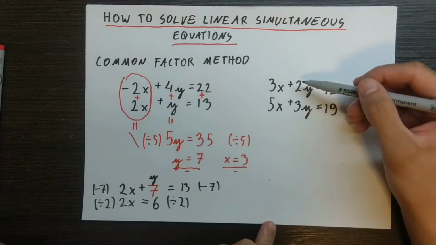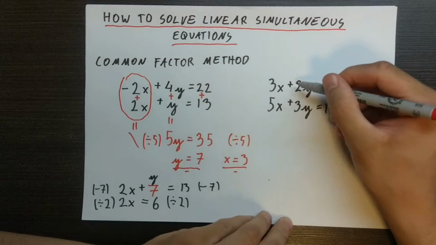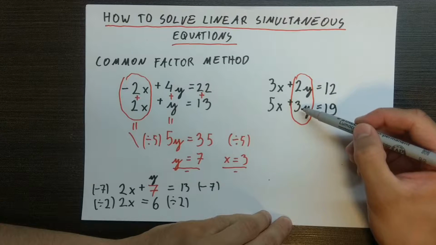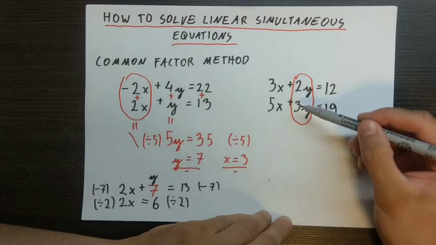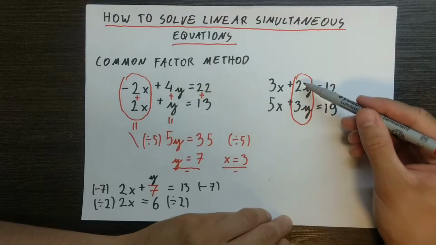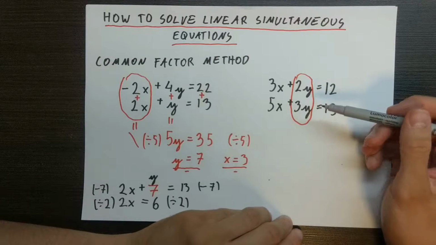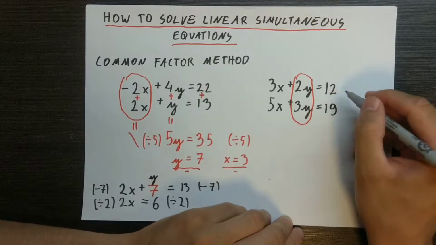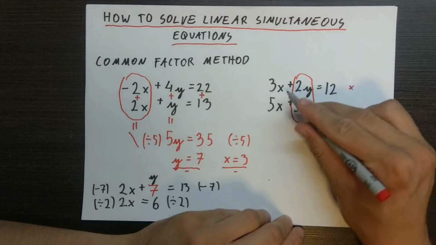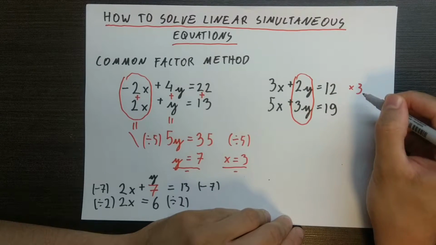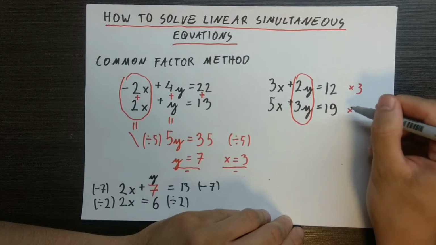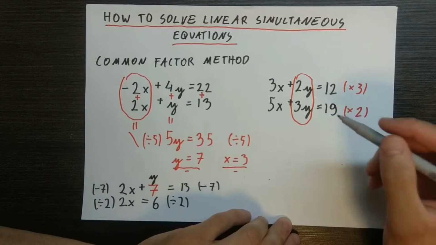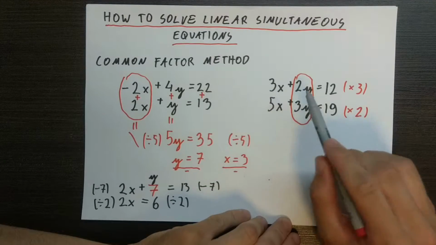So let's have a look at y. Now we can see there is a 2 and a 3. If we can get them both to be 6, then we will get 2 identical terms. So how do we achieve this? We have to multiply this entire equation by 3, and we have to multiply this entire equation by 2. Okay, so let's start with this one.